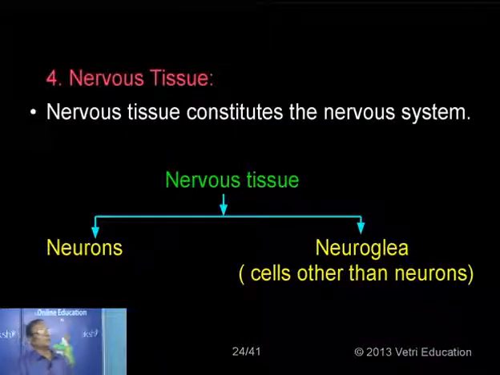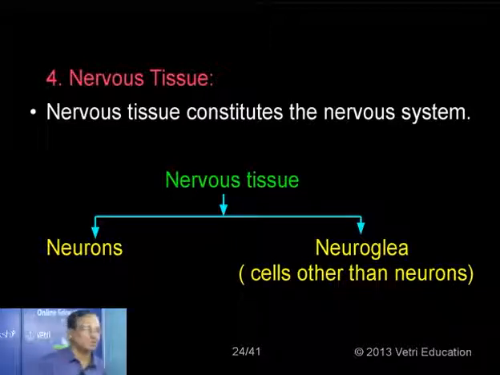Now the last type of tissue that we have is the nervous tissue. We need coordination of the various organs and tissues that we studied. For example, the epithelial tissue needs coordination, the blood tissue needs coordination, and the muscle tissue needs coordination. All these systems are integrated together to perform a specific function because of the coordination coming from the nervous tissue. So it is called a coordinating tissue, because the animal's activities are coordinated, integrated or synchronized by means of this tissue. That is why it is called a coordinating tissue.